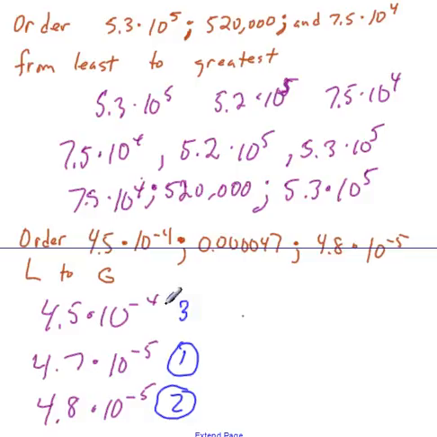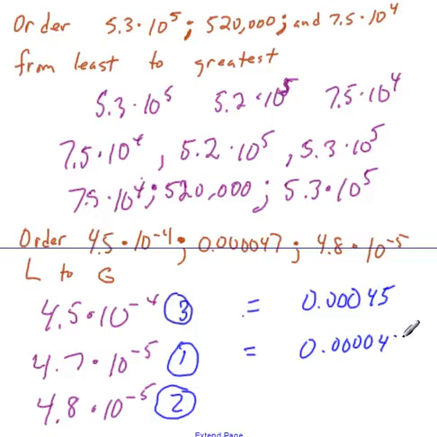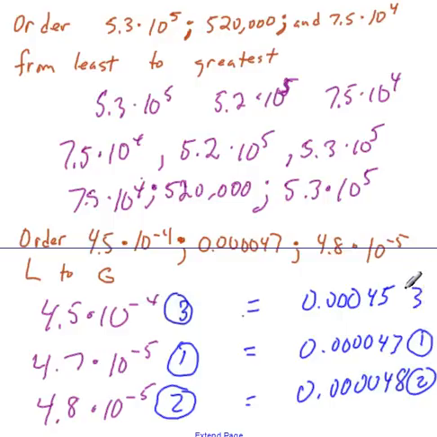So this is going to be 3. But really, to see this, let's look at these numbers. So this one over here is equal to, I'm going to have 4 total zeros, 3 after the decimal. And then this one is 0. I've got 5 total zeros. Right, and this one's equal to 0.00048. So this one's the smallest. Again, 1 smallest, second smallest, and largest.